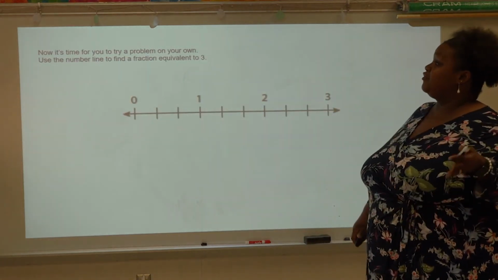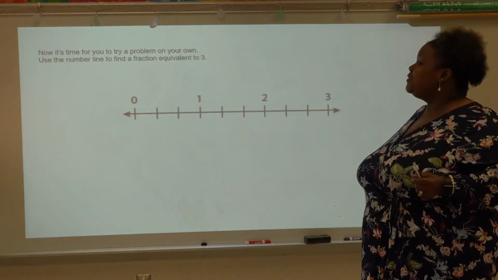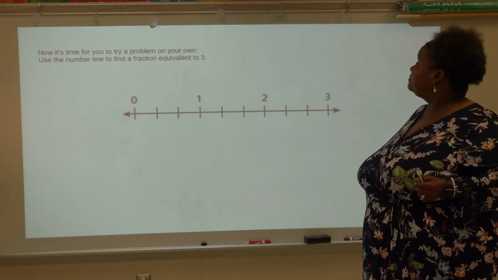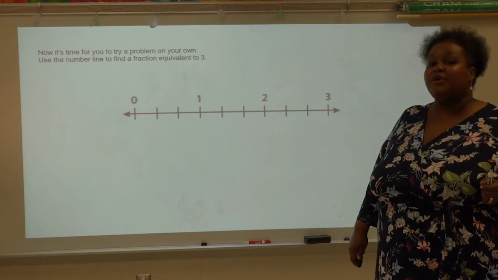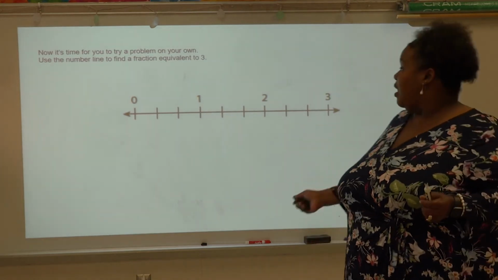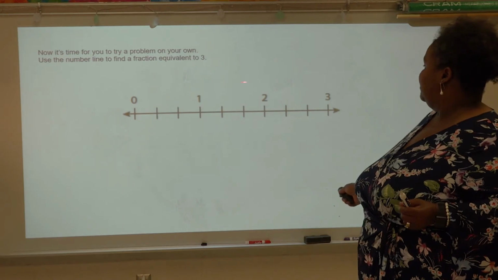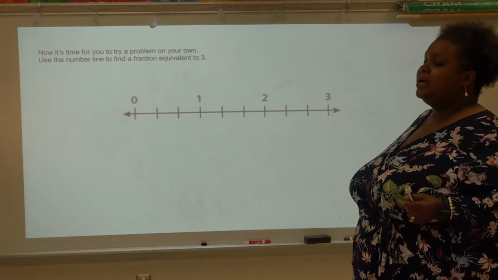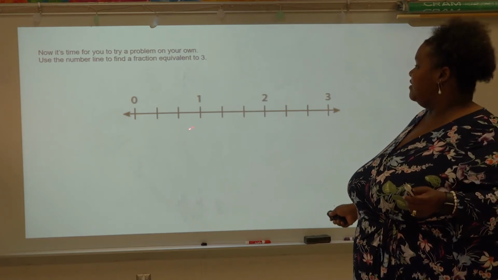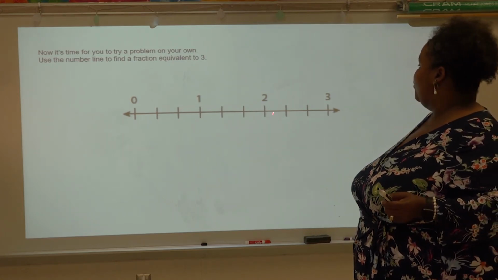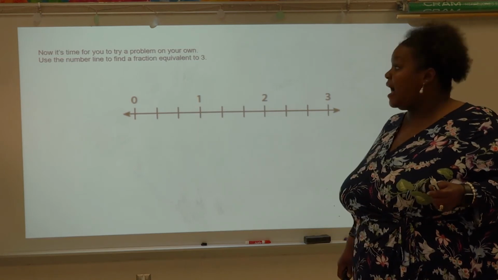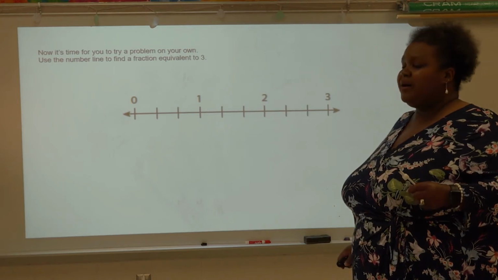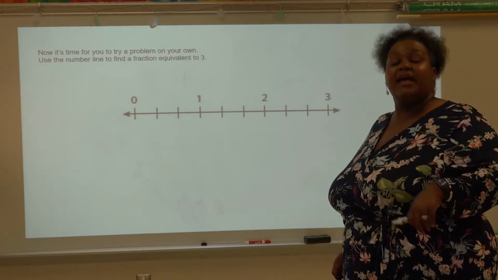Now it's time for you to try a problem on your own. Use the number line to find a fraction equivalent to 3. So again, I'll give you 1 minute. You'll draw this number line. I see whole numbers at the top: 0, 1, 2, 3. Make sure you're counting how many tick marks between each one so you can decide what your denominator will be. Go ahead and work on it. Let's say 1 minute, which is the same as 60 seconds.